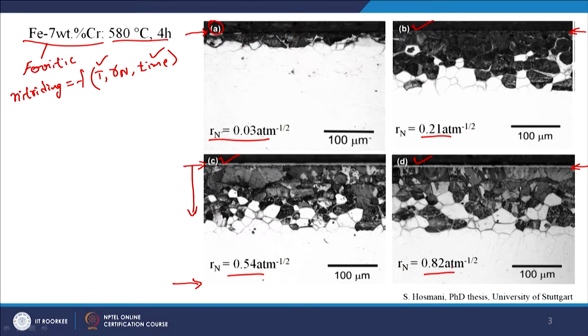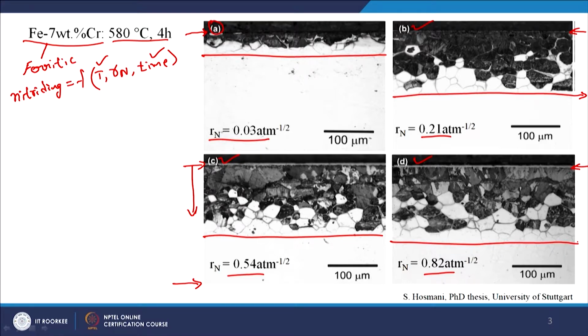The first thing you see is the layer thickness. Let us say, what do we mean by a layer? For example, I would say that where you see the visibility of the grain boundaries, until that depth, let us say this is the nitrided layer thickness. This would be about 100 to about 120 micrometer. And you see that this layer thickness is increasing with increasing nitriding potential.